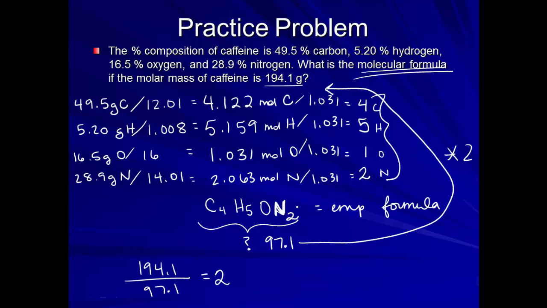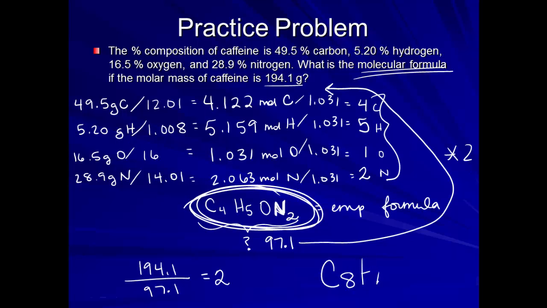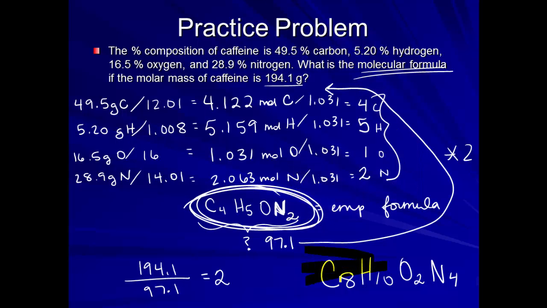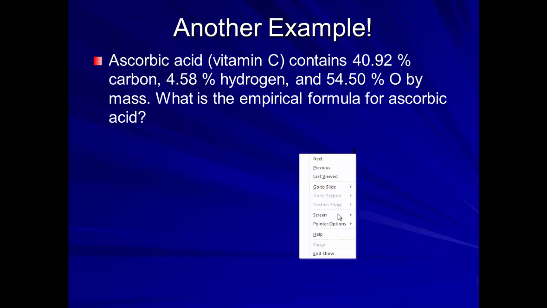So that tells us that our molecular formula is double the empirical formula. So we're going to double it, and it becomes C8H10O2N4. And that is our final answer right there. That is the chemical formula of caffeine. Okay? We are going to do one more practice problem together.